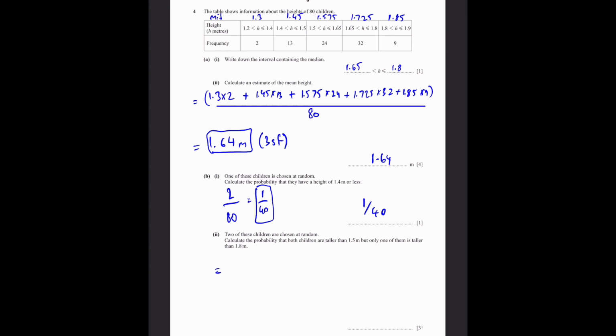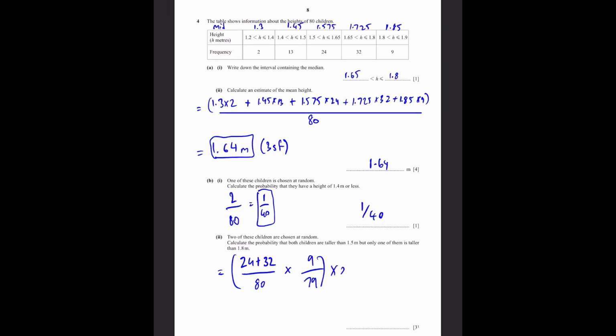So that will be 24 plus 32 by 80, multiplied by 9 by 79. This is because the first person will be in between 1.5 and 1.8, let's say. So 24 and 32, this is the frequency in this interval. So 24 plus 32, and then divide by the total number 80 for the first probability. Multiply by, should be taller than 1.8, so 9 frequency. And then we have already chosen one child, so we do 80 minus 1, 79.